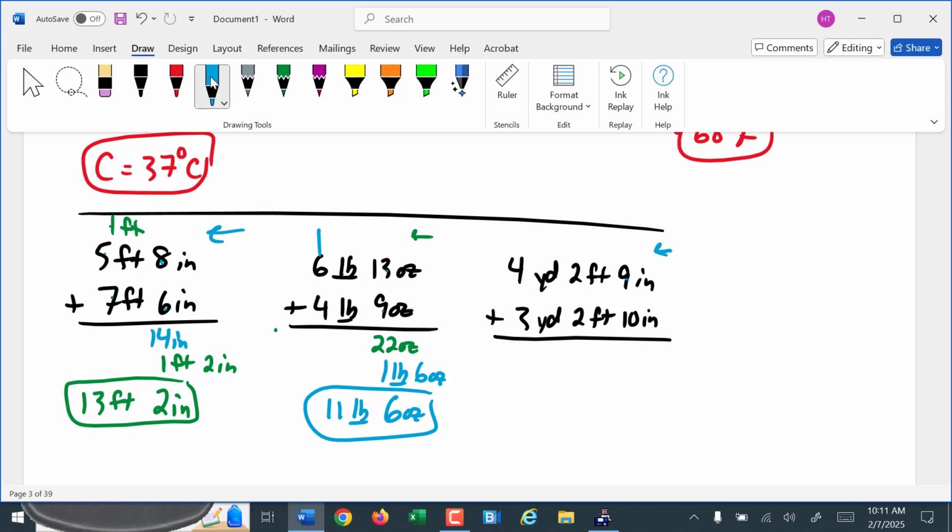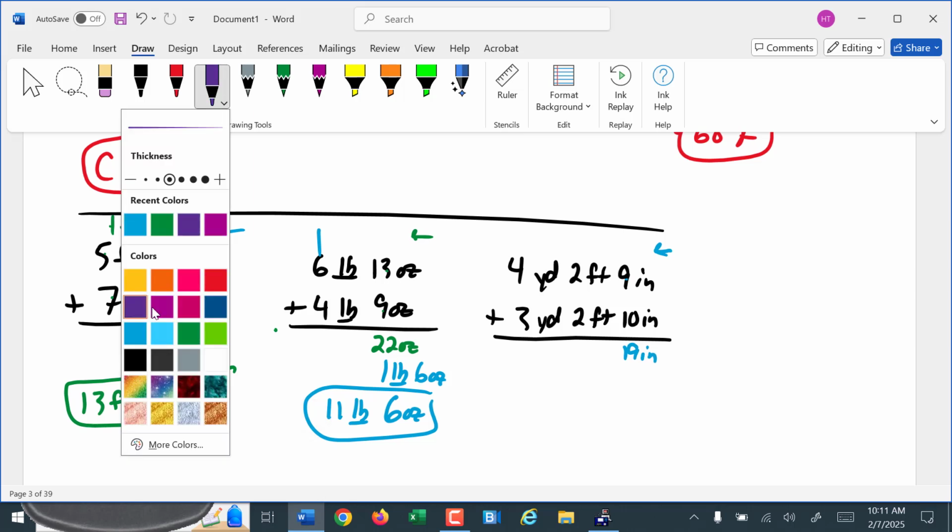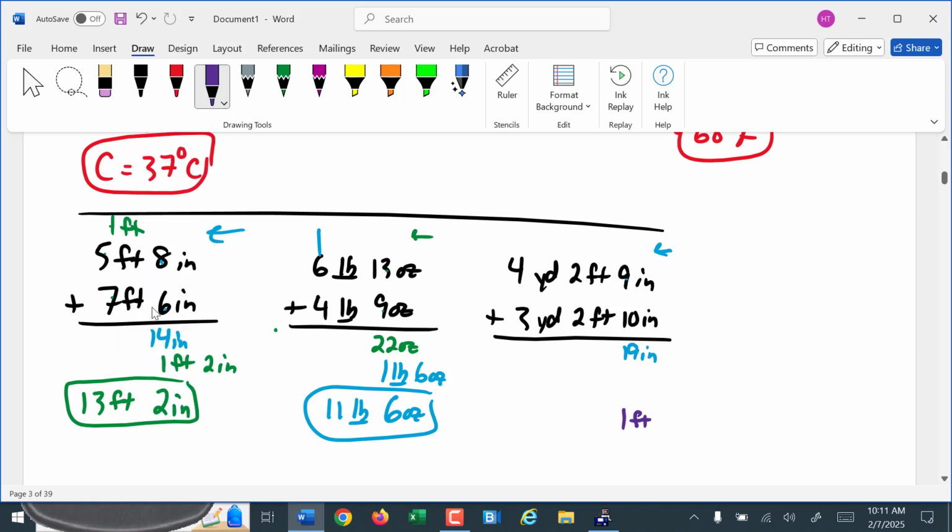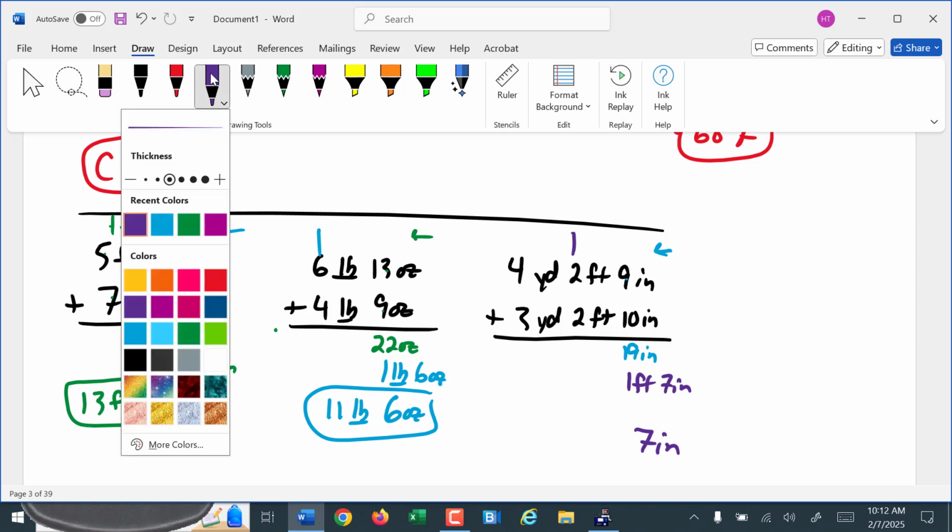What's 9 inches plus 10 inches? 19 inches. So that's bigger than a foot. That's 1 foot with how many inches left over? 7, yep. So 1 foot, 7 inches. So we're going to keep the 7 inches, carry the 1 foot. 1 plus 2 plus 2, of course, is 5.